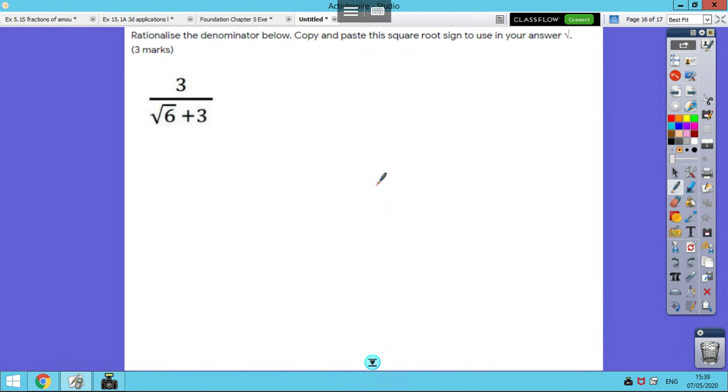So rationalise the denominator. Now, this was a question that wasn't done very well. This is the main one that wasn't done very well. Considering we've done it quite recently, I was quite upset. No, I wasn't. But it's fine. We can go through it now.